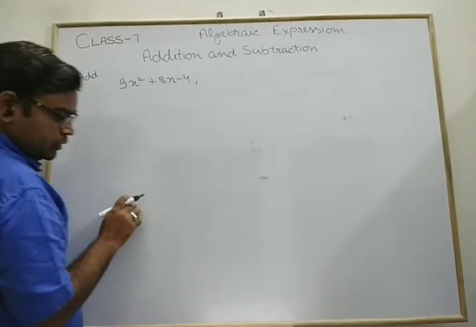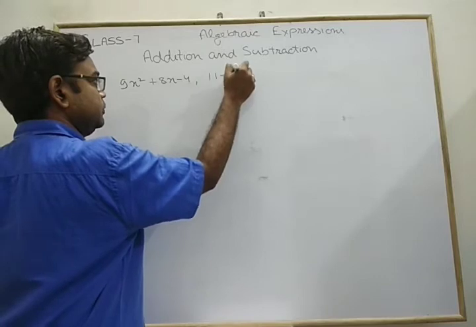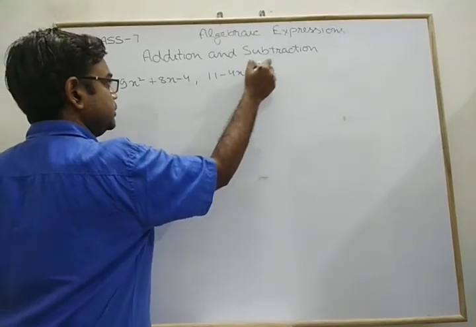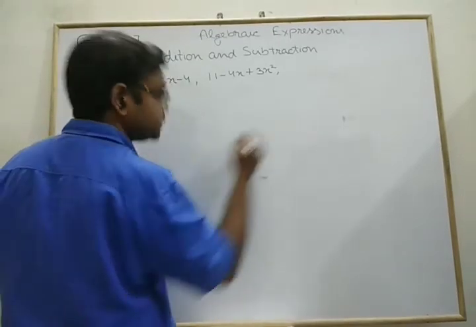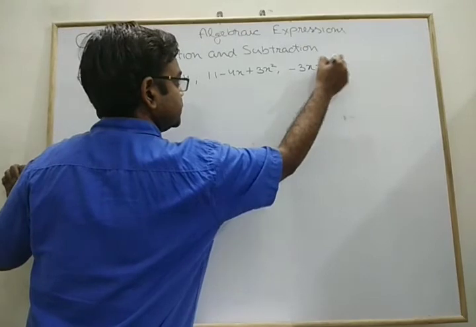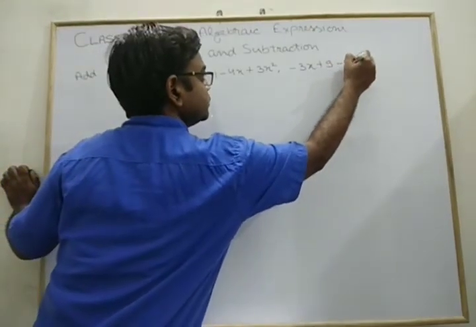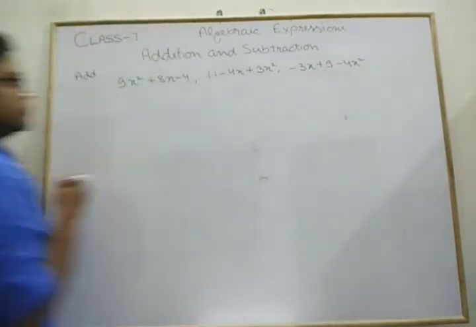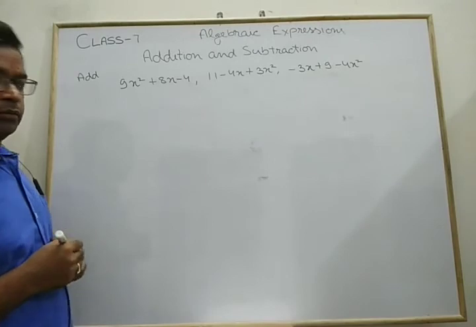Next one is 11 minus 4x plus 3x square. Then the third is minus 3x plus 9 minus 4x square. So these are the expressions given to you. You have to do the addition.